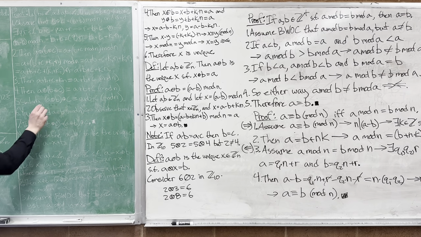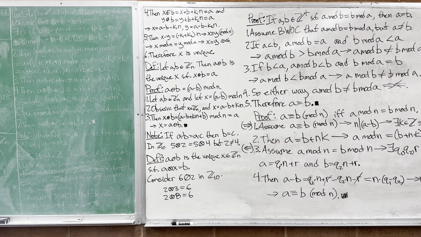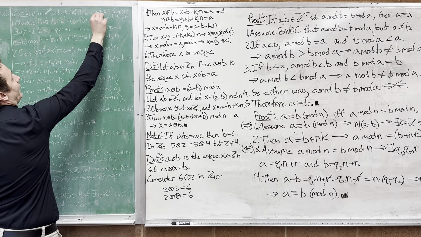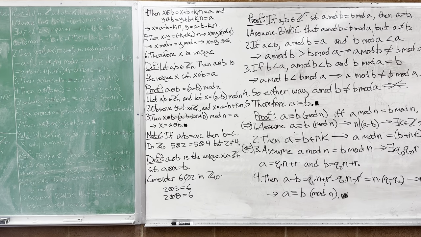All right. So now let's do this proof. Let n be some positive integer, let a, b and c be in Z n. We're going to prove that our addition is associative. We're going to prove that a plus b plus c is equal to a plus b plus c. You with me? Okay.